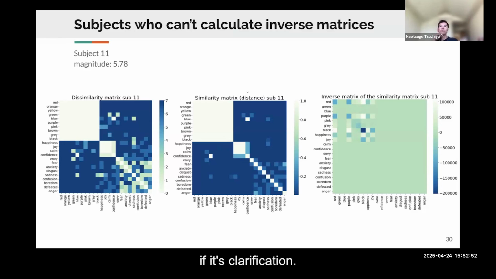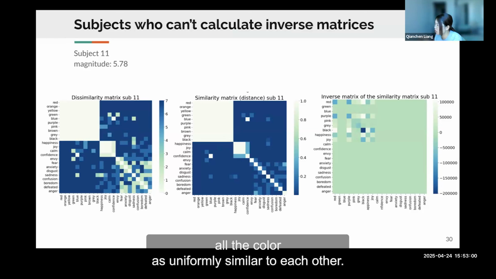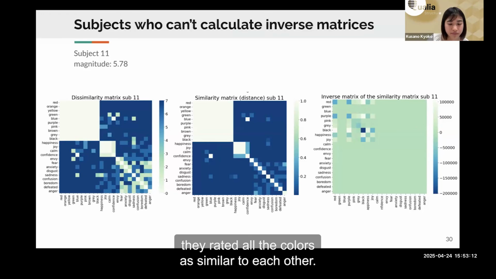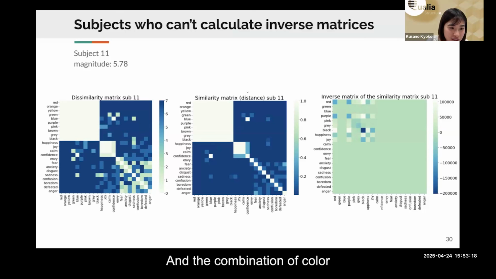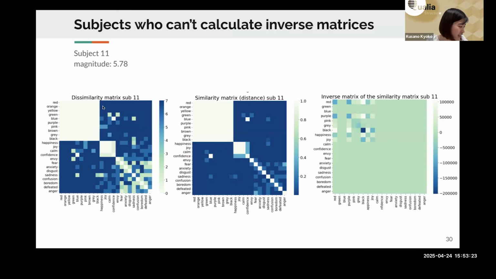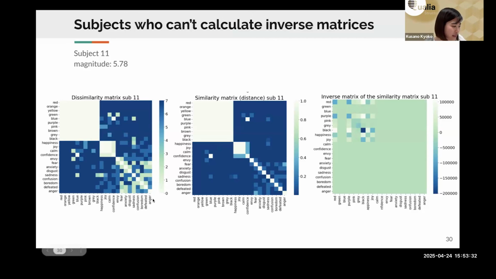Chan, do you have a question? Yeah, a clarification question. Just to make sure I understand this matrix, this participant rated all the colors as uniformly similar to each other. Is this what's going on here? Can you say it again? So this subject 11 rated all the colors as similar to each other. Yes, that's right. And the combinations of color and emotions are completely different, mainly. Oh, okay. And then only emotion had some kind of change. I see. Complicated.